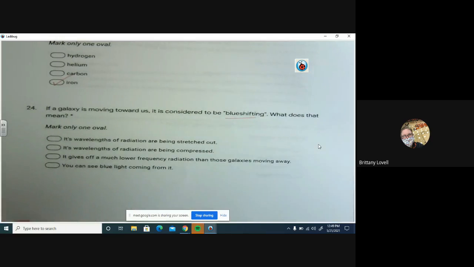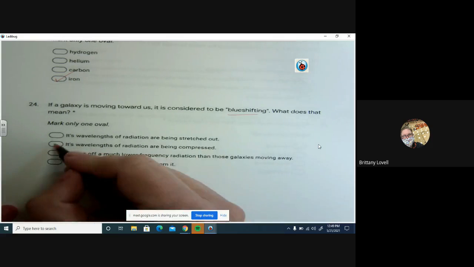24, if a galaxy is moving towards us, it's considered to be blue shifting. If it's moving towards us, what does that mean? Well, it just means that the wavelengths are being compressed.